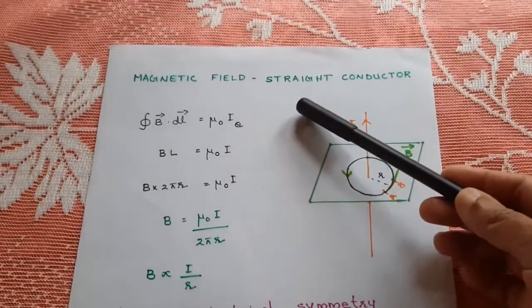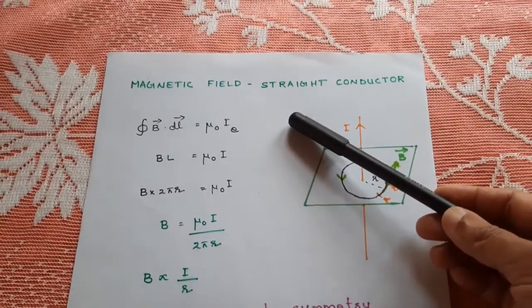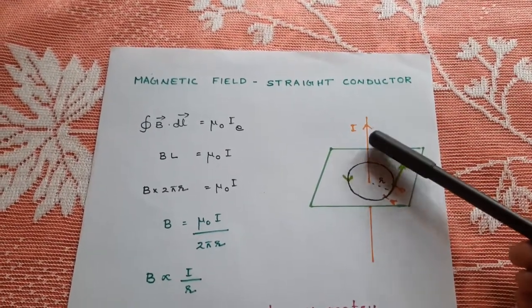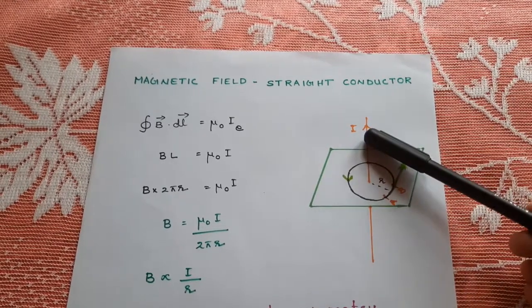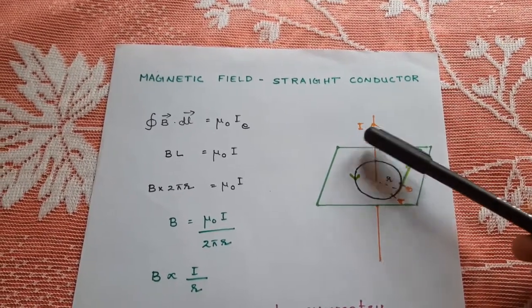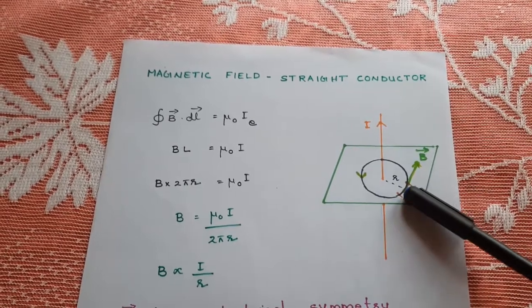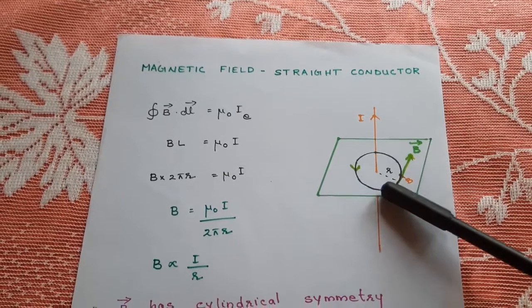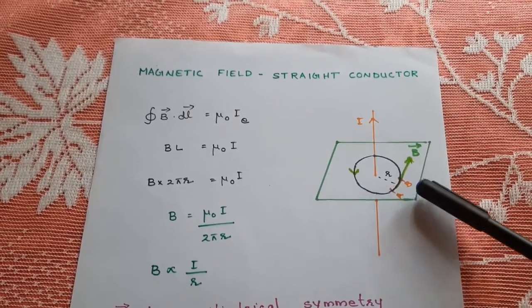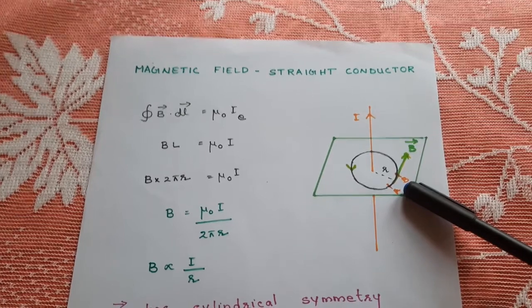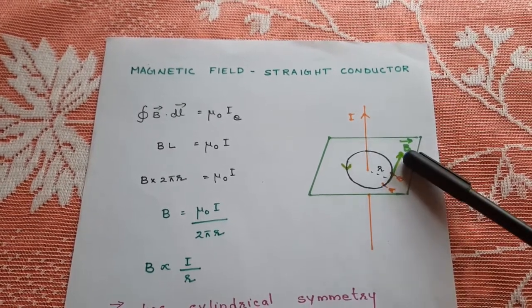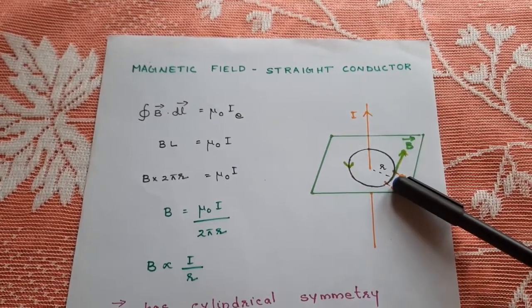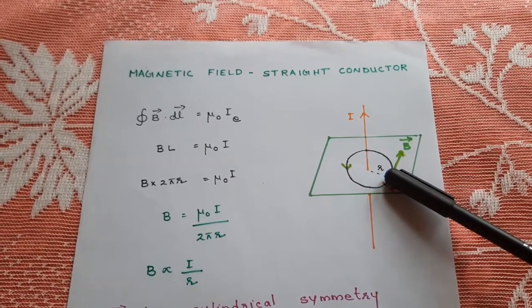Let us apply Ampere's circuital law to find the magnetic field due to a straight conductor. Let us consider a straight conductor carrying current I. To find the magnetic field at a point, consider a circular loop around the conductor. For any element of the loop AB, the magnetic field is tangential and the point is at a distance r, so that the radius of the loop is r.